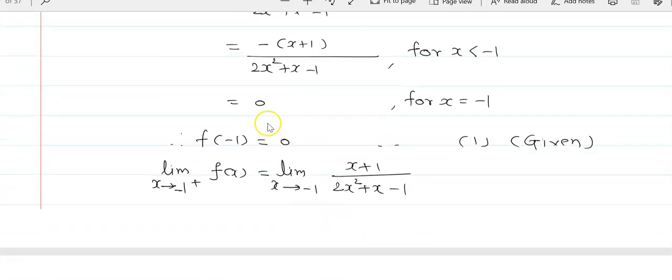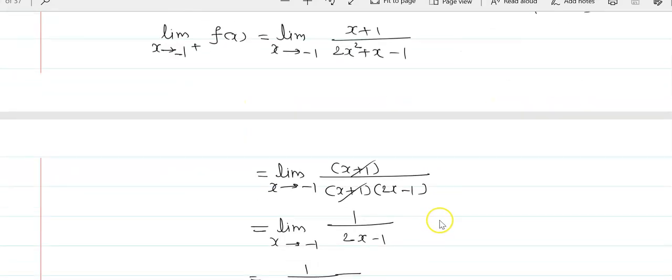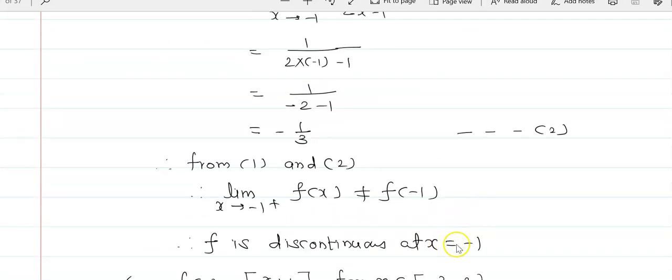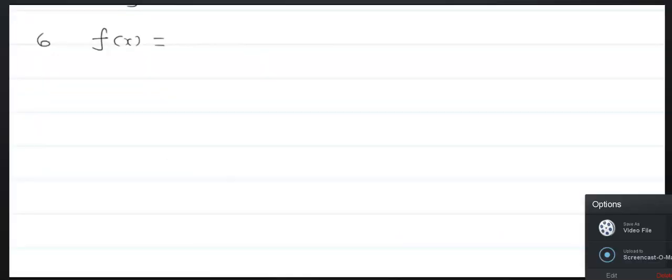Now these are not equal. f at x equals minus 1 is 0. They are not equal, and the given function is discontinuous at x equals minus 1. Now the next problem.